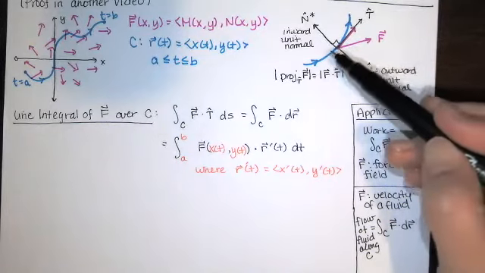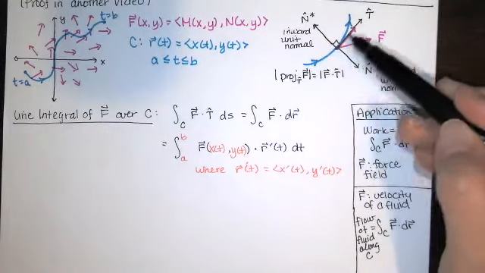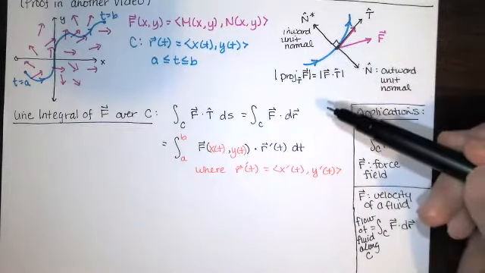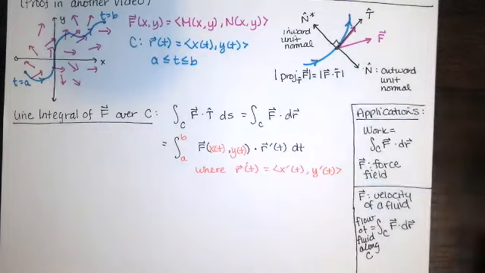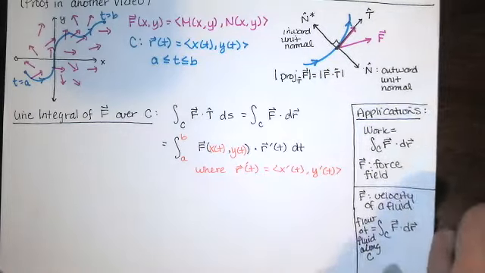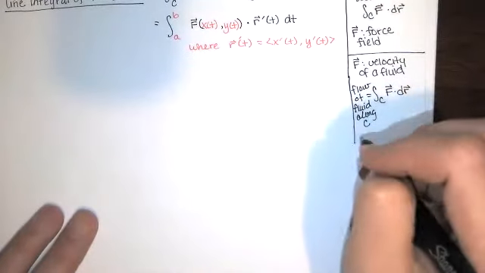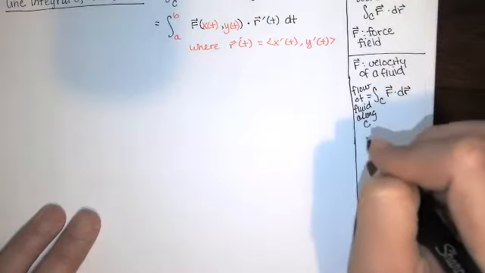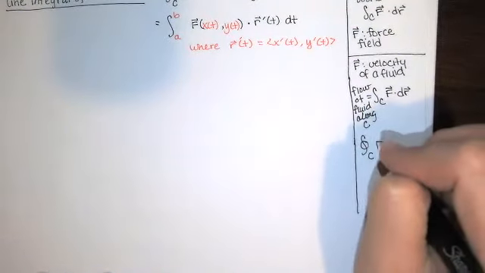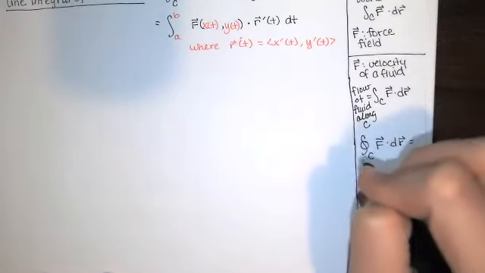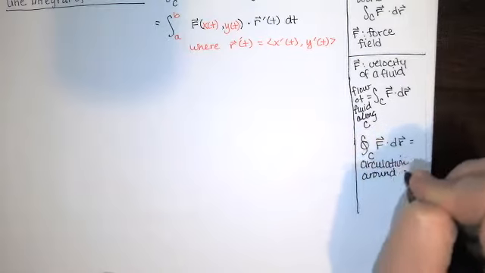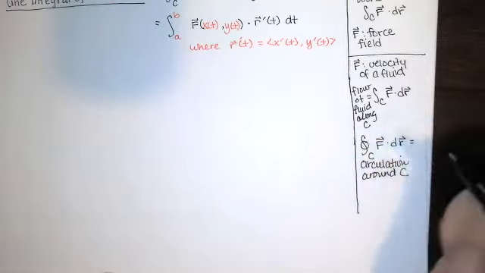It's a measure of how much of that fluid is flowing in the direction that we're going. Now, again, sometimes that is going to be a negative dot product, sometimes it's going to be a positive dot product, but we add them all together and we get some number, and that represents flow. Now, if that curve happens to be a closed curve, we call that circulation. And if the curve C is closed, we put a little circle around our integral sign. So that's the circulation around C in that case.